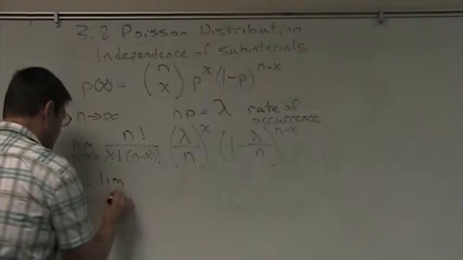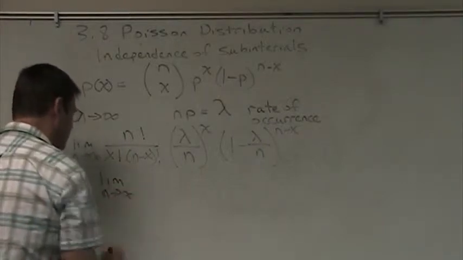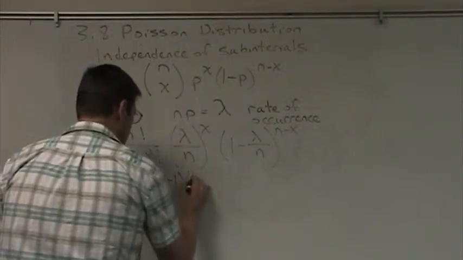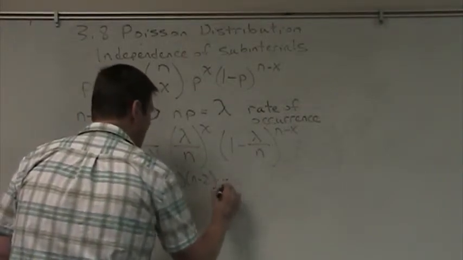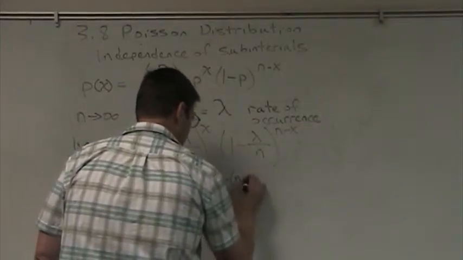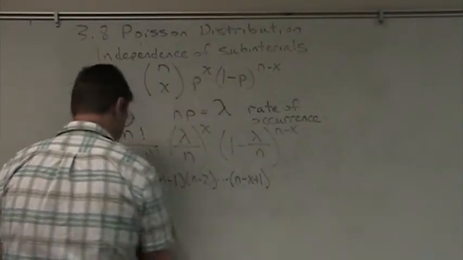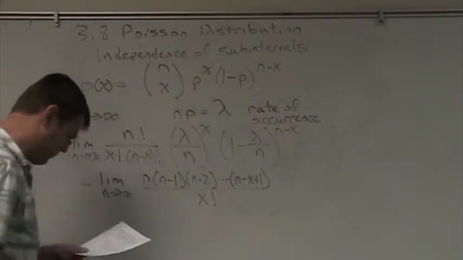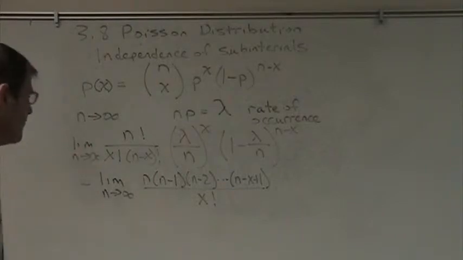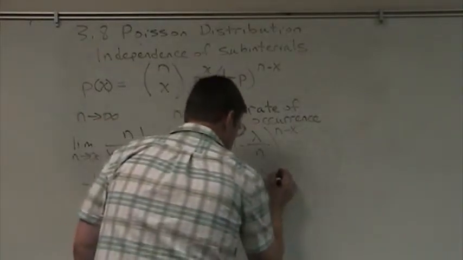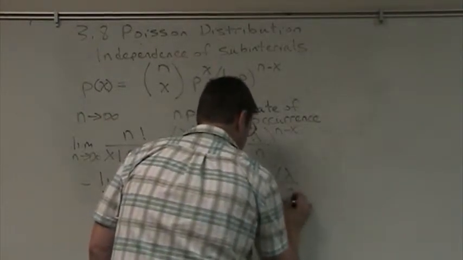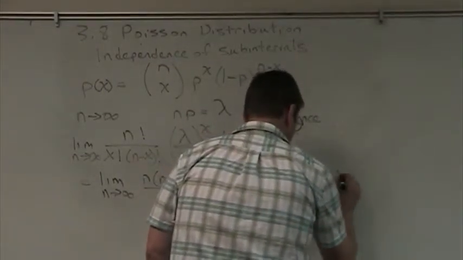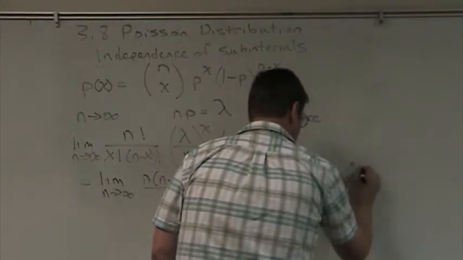So this is the limit as n goes to infinity of n times n minus 1 times n minus 2 down to n minus x plus 1. We still have x factorial right there. And at this point, we still have lambda over n to the x, 1 minus lambda over n to the n minus x.